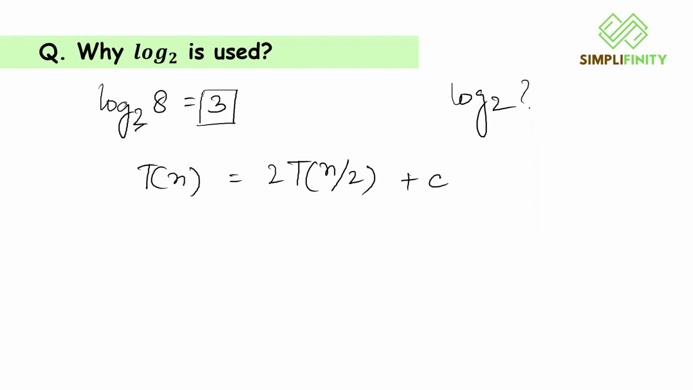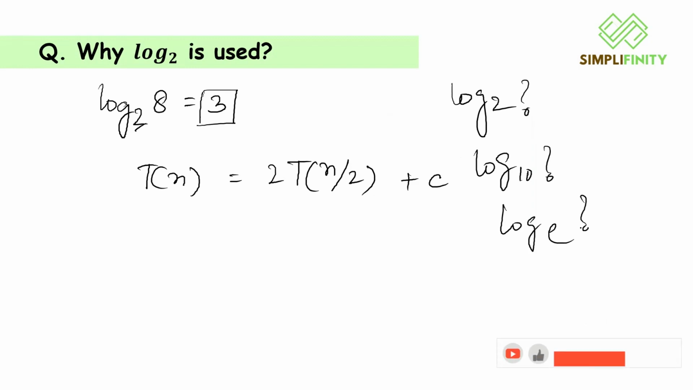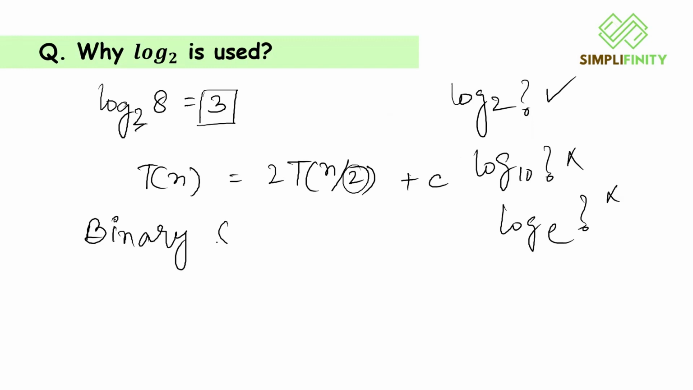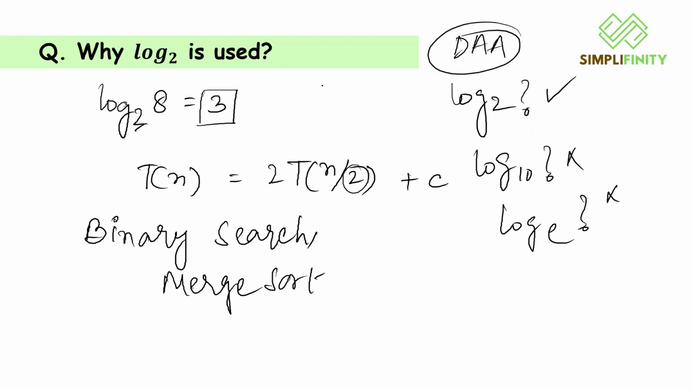What is it? Log base 2, log base 10, or log base e? And if not log base 10 or e, why only log base 2? Why do we need to use log base 2? Because of algorithms like binary search, merge sort, the divide and conquer algorithms. Because we are studying DAA, we are going to focus on algorithms.